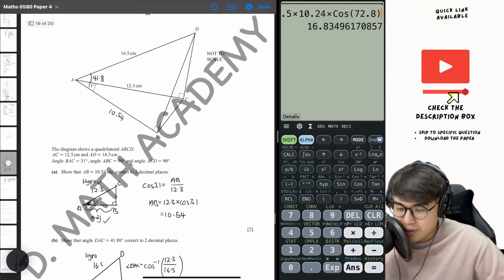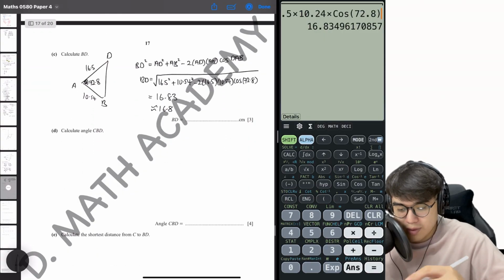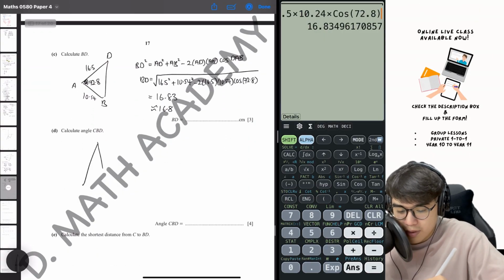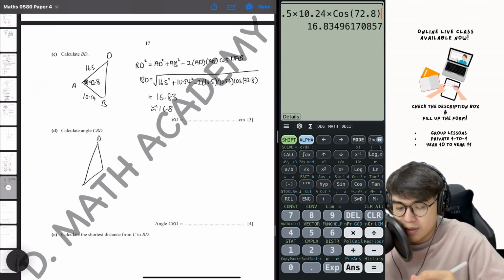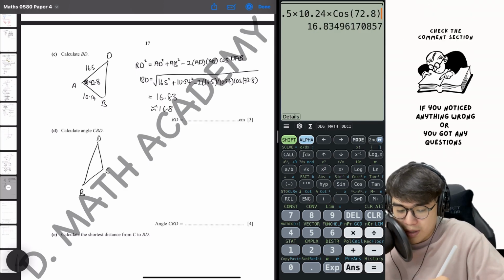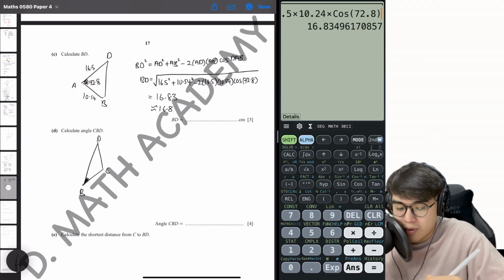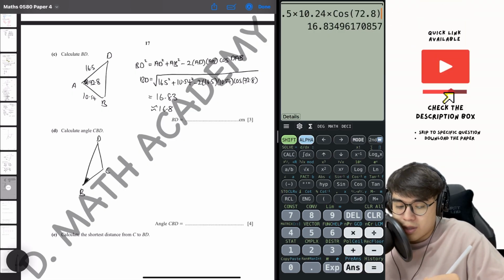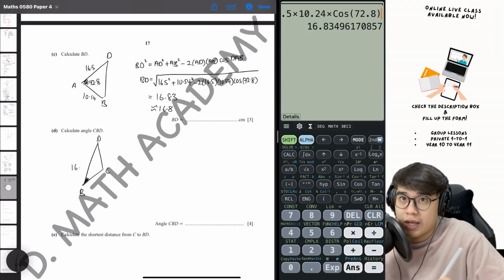The next one, they're looking at the small triangle DBC. D is here, B is here, C is here, and they are looking for this small angle value. We do have the BD value now, 16.8.